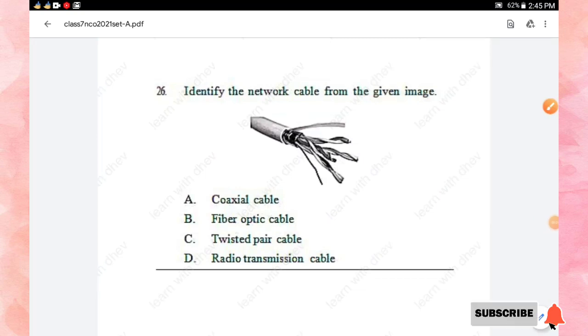Question number 26. Identify the network cable from the given image. Options are coaxial cable, fiber optic cable, twisted pair cable and radio transmission cable. So the right answer is option C, twisted pair cable.